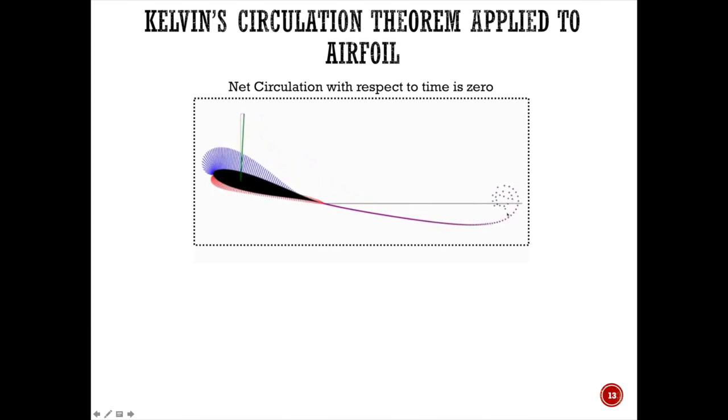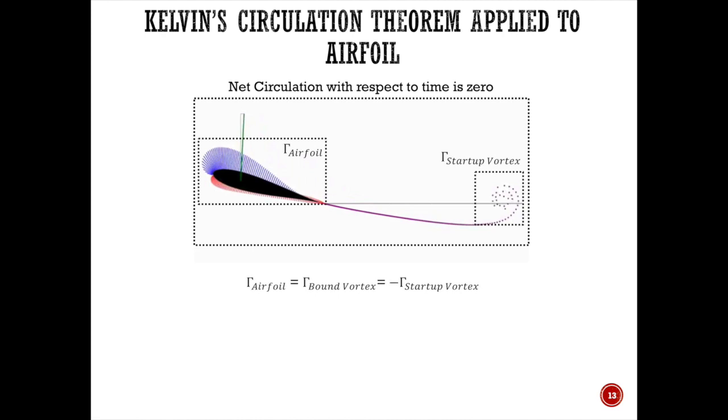Now, Kelvin's theorem states that there should not be any generation or change in circulation. So that means if the startup vortex is forming with the given circulation, there needs to be an equal and opposite vortex forming somewhere in the control volume that will make the net circulation change zero. And guess what? That circulation is what we call bound circulation, or bound vortex. It's sort of an imaginary vortex that we assume is on the airfoil, which is equal and opposite to the strength of the startup vortex.